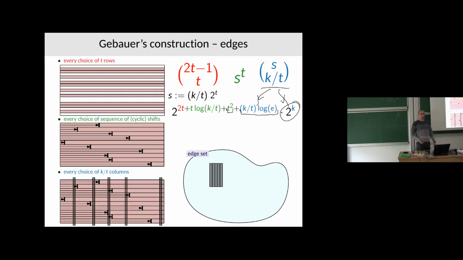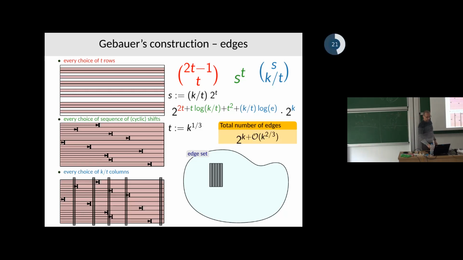So the best t that you can think of is the one that balances those two influences, and that's why t of order cubic root of k is roughly the best that you can think of. So you just take t of this order and plug it into this formula, and you get Gebauer's result: 2 to the k times k to the 2/3, the cubic root to the power of 2.